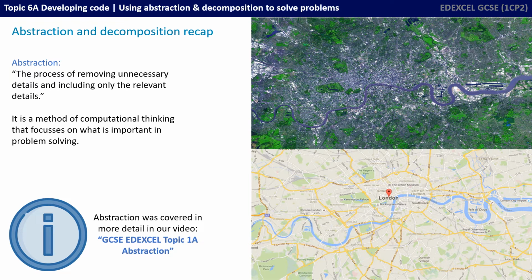So let's just start with a quick recap. Abstraction is the process of removing unnecessary details and including only the relevant details. It's a method of computational thinking that focuses on what is important in problem solving.